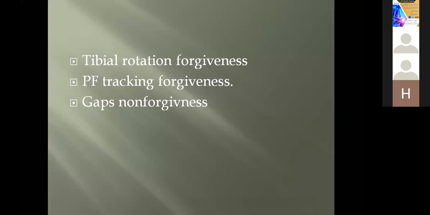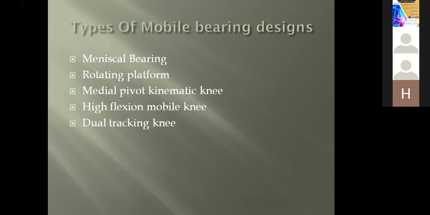What's not forgiving is the gaps. You have to adjust the flexion and extension gaps. You have to adjust the medial and the lateral gaps because if they are not adjusted, your polyethylene component may be dislocated. Types of mobile bearing designs available are the meniscal bearing, rotating platform, medial pivot, kinematic knee, high flexion mobile knee, and dual tracking knee, which failed to stand the test of time.